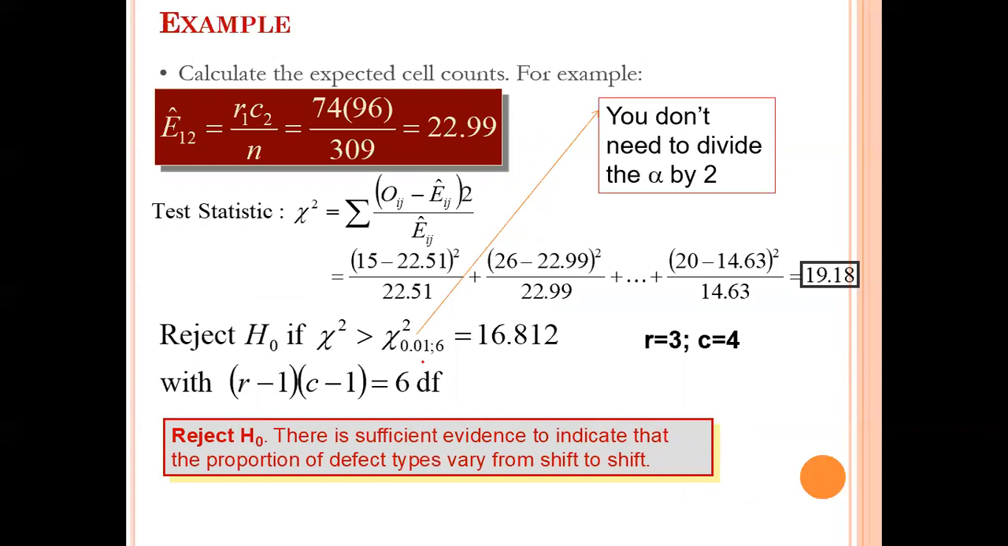Okay, now after we stated the null and alternative hypothesis, the second step is to calculate the total expected count. So if you refer back to the formula, the expected count refers to the total row times the total column.